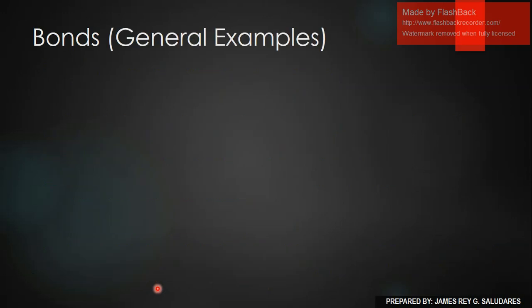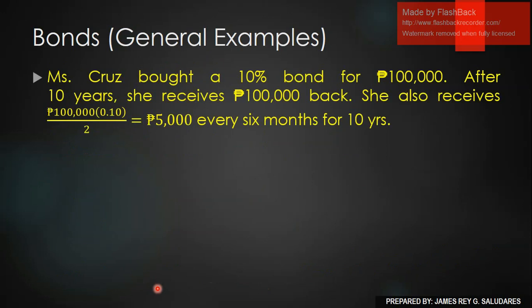So bonds in general view. Say for example, Miss Cruz bought a 10% bond for 100,000 pesos. Not necessarily loans, pwede po siya investment. After 10 years, she received her money back. Kung nag-invest mo ka, mura kang nagpahulam. So after 10 years, nabalik na sa iya ang 100,000 pesos. Dili 10,000, 100,000 pesos.